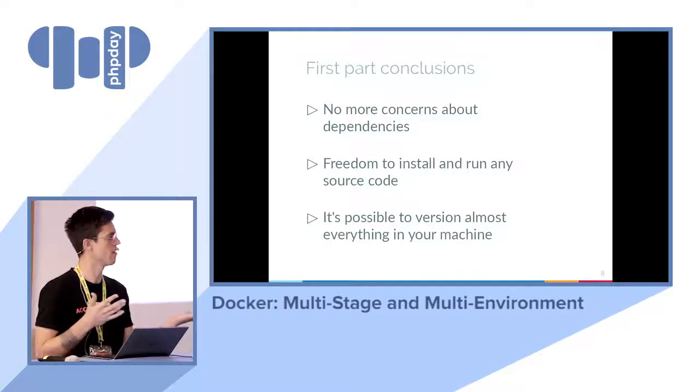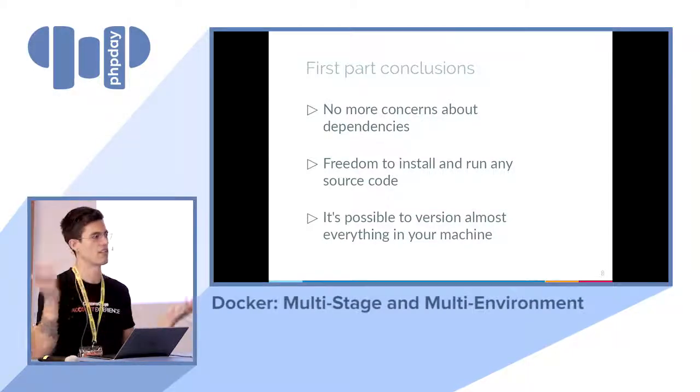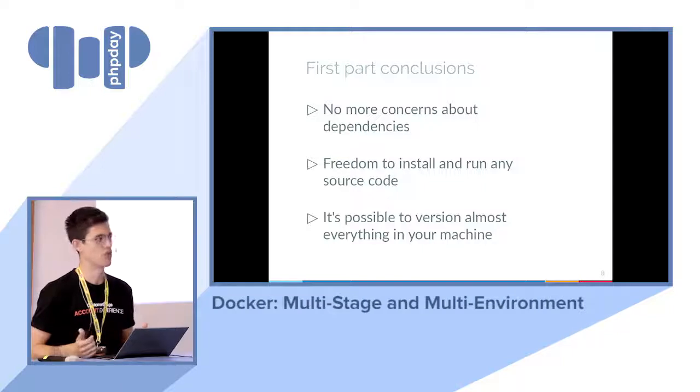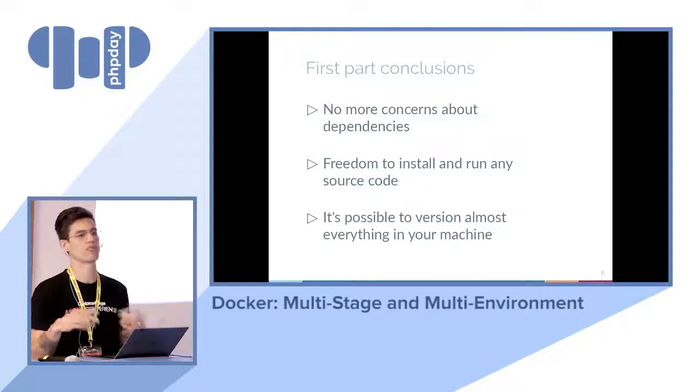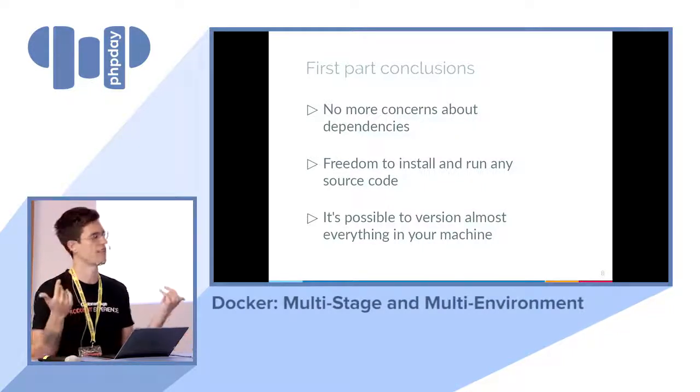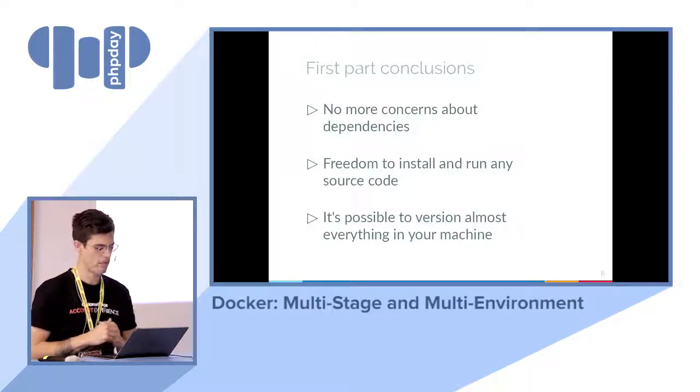And it's possible to version almost everything in your machine. Just create the Dockerfile and version it in GitHub or whatever place you want. So if you change your machine, just build the image again, and everything will be there for you. Perfect?